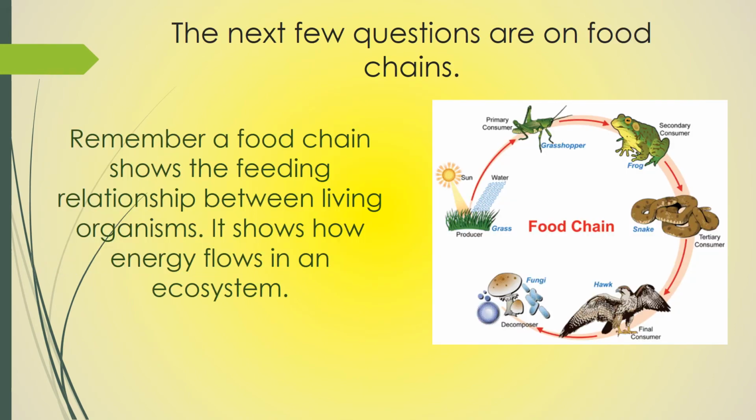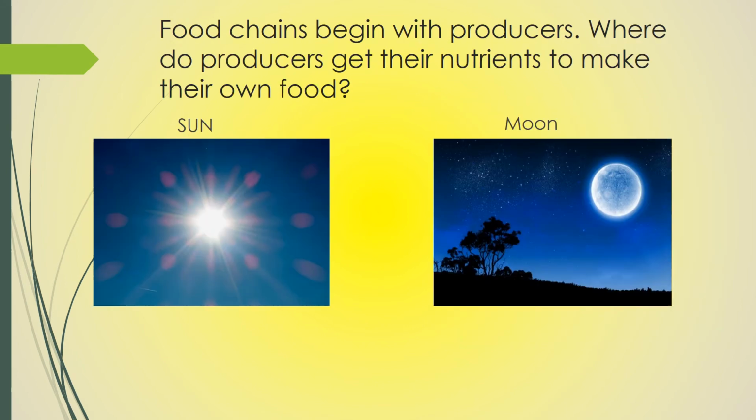The next few questions are on food chains. Remember, a food chain shows the feeding relationship between living organisms. It shows how energy flows in an ecosystem. An example of a food chain is on the right-hand side of the screen.